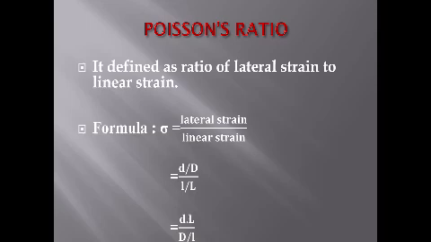Now, the next topic is Poisson's ratio. What is Poisson's ratio? It is the ratio of lateral strain and linear strain, defined by sigma. The lateral strain is d upon D and the linear strain is small l upon capital L. So according to this formula, we get sigma equal to (d upon D) upon (l upon L).